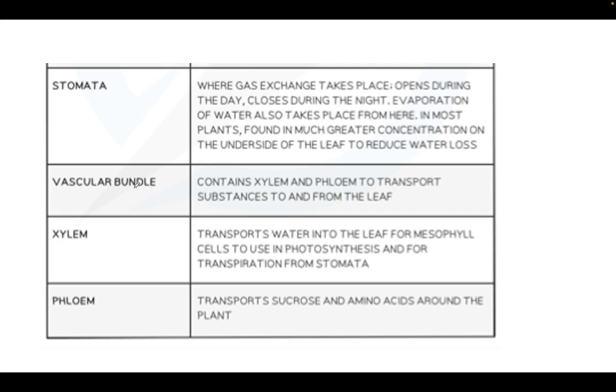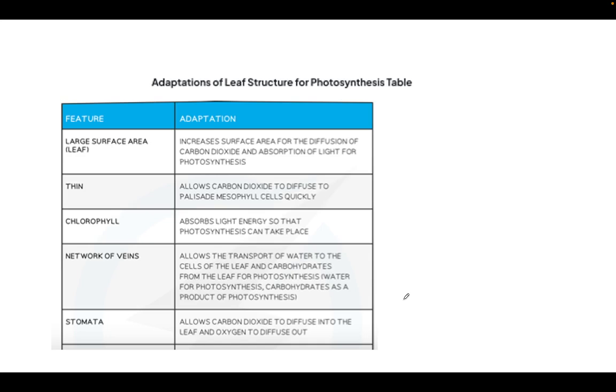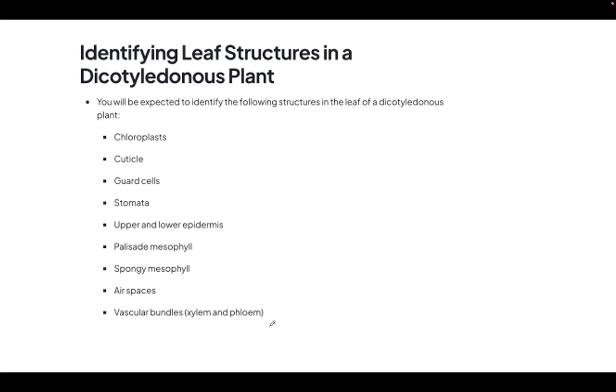Vascular bundles, I told you these are xylem and phloem. They contain xylem and phloem to transport substances. Xylem transports water from the roots up to the leaf, and phloem can transport glucose formed, in the form of sucrose, to other parts of the plant, and also amino acids can go through there. We have xylem transporting water, and we have phloem transporting sucrose and amino acids. These ones we need to memorize. I think it's nearly the same thing. Chlorophyll absorbs light. We have a network of venation that allows transport of water in the leaf and carbohydrates. And we also have stomata that allow carbon dioxide to diffuse into the leaf and oxygen to diffuse out, and all that.